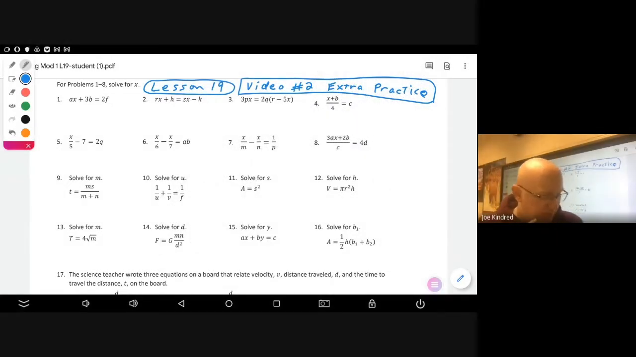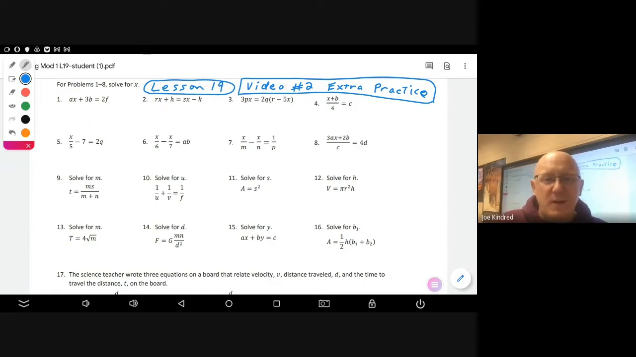Okay, today, Module 1, Lesson 19. It's really going to be a second day of looking at rearranging formulas. And really, what we're doing in this lesson is just picking a variable and then using everything that we learned so far to move things around and solve for that variable.